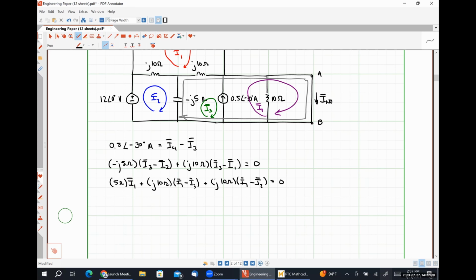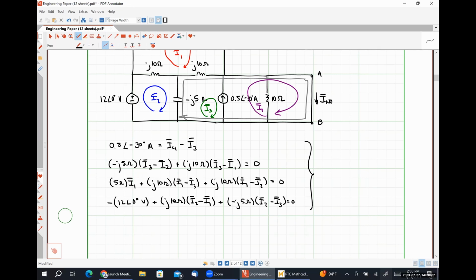And then lastly, I have my KVL equation around mesh 2. That's going to look like negative 12 angle 0 degrees volts plus J10 ohms times I2 minus I1 plus negative J5 ohms times I2 minus I3 is equal to 0.